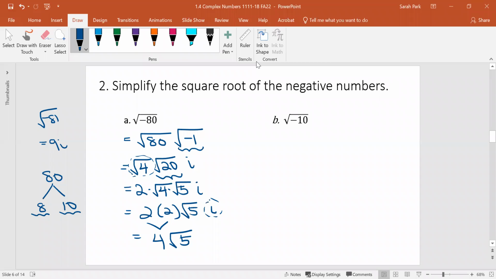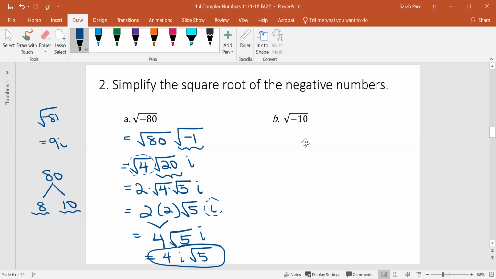And this i, we could put it at the end, but usually instead of putting it at the end, because sometimes we get confused as to whether the i is under or out of the root, we just write the 4 before the square root for 4i square root of 5.